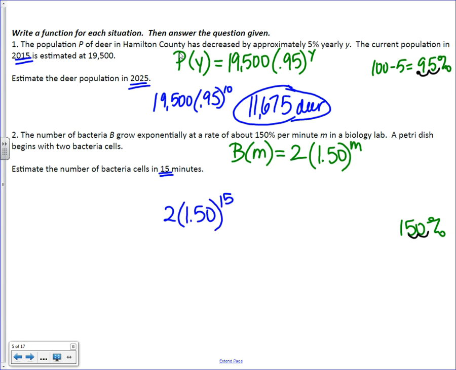So after 15 minutes, my 2 bacteria are going to multiply to how many bacteria? Is it a whole number? Let's make sure everybody... Which way am I going, up or down? Is it 0.5 and above? So we're going to go up, right? So what is that going to be? 876 bacteria.